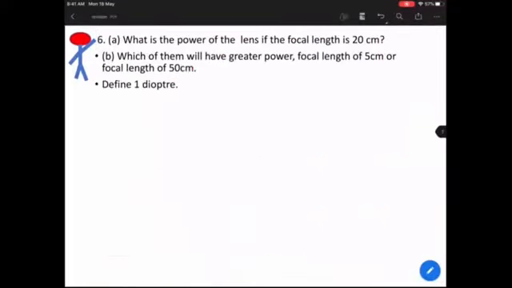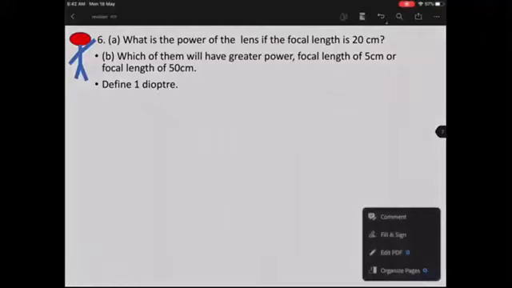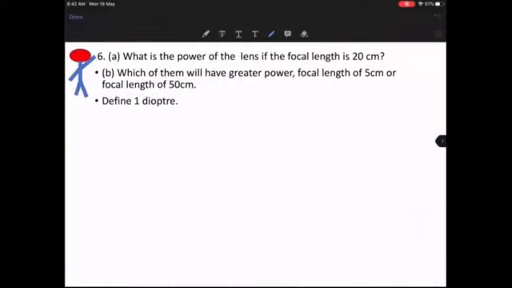Fine. Okay, next question. What is the power of the lens if the focal length is 20 centimeter? I want you to calculate this for me. Okay, very easy, simple and a short numerical. What is the power of the lens if the focal length is 20 centimeter? Let me know how many of you are able to calculate.